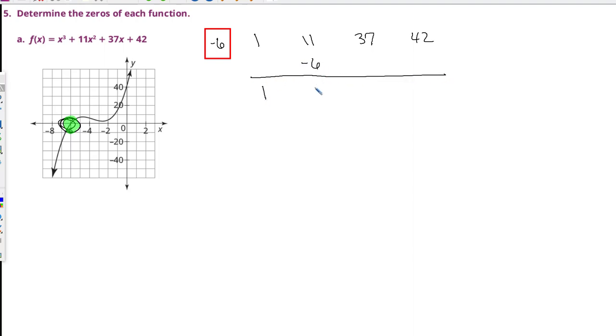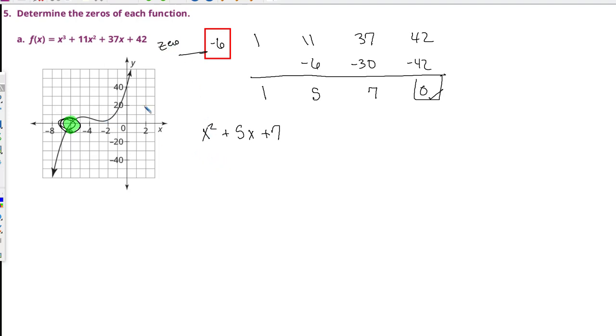Drop, multiply, add, multiply, add, multiply. And since we know this is going to work out, we know it's one of the roots, this should be 0. And so that tells me x squared plus 5x plus 7 is my next step. So here's 1, 0.